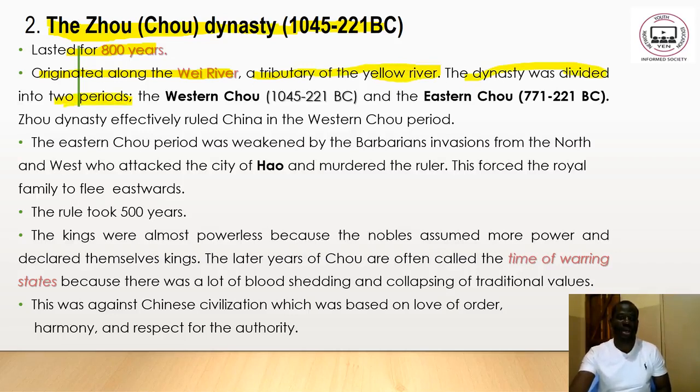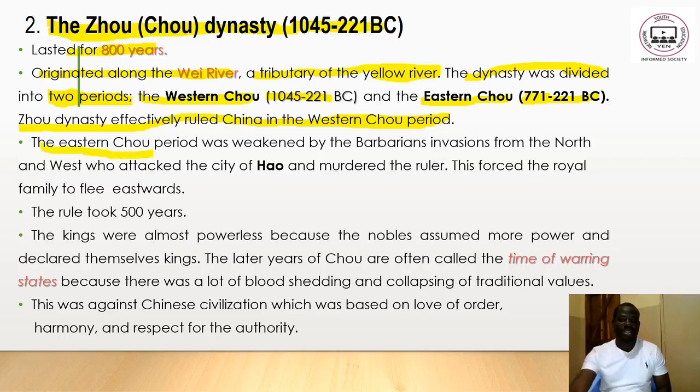So the dynasty was divided into two periods. The first one was the Western Chao, which was there between 1045 and 771, and the Eastern Chao, which was there between 771 and 221 BC. The Zhou dynasty effectively ruled China in the Western Chao period. So they were effective during that Western Chao period.